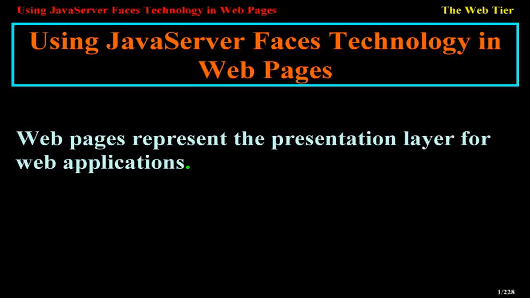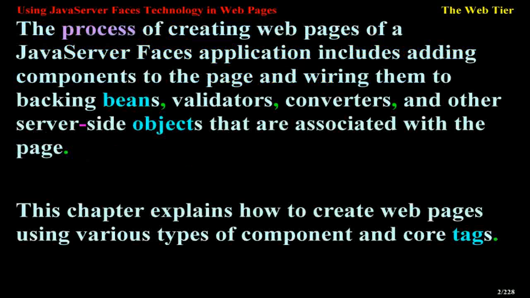Using JavaServer Faces technology in web pages. Web pages represent the presentation layer for web applications. The process of creating web pages of a JavaServer Faces application includes adding components to the page and wiring them to backing beans, validators, converters, and other server-side objects that are associated with the page. This chapter explains how to create web pages using various types of component and core tags.